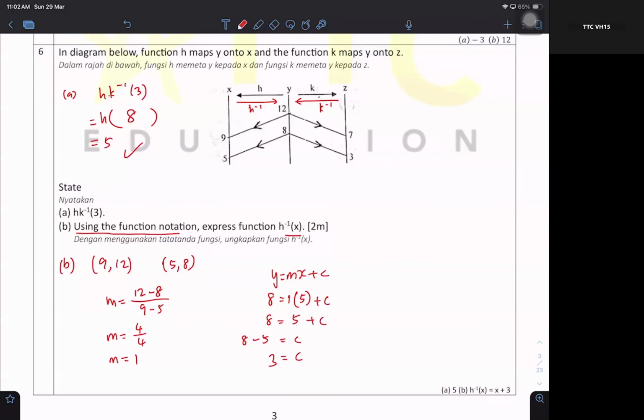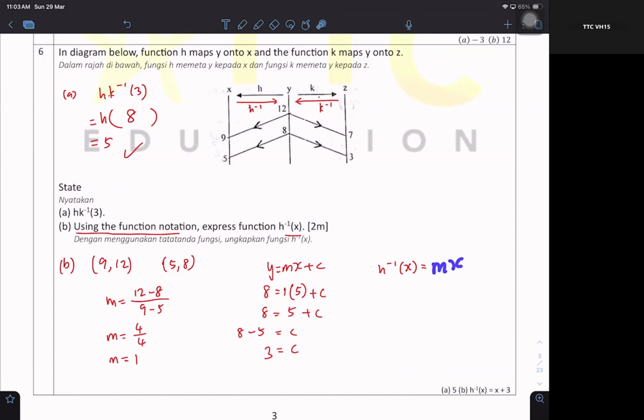So you can write out the function already. The function is h inverse x equals mx plus c. Follow this one. The m is 1, the c is 3. But then 1 times x is x.